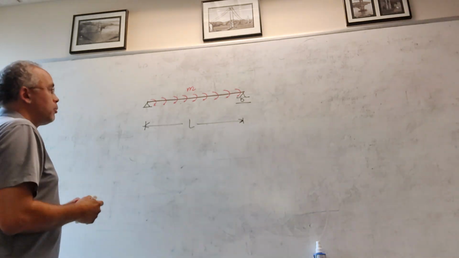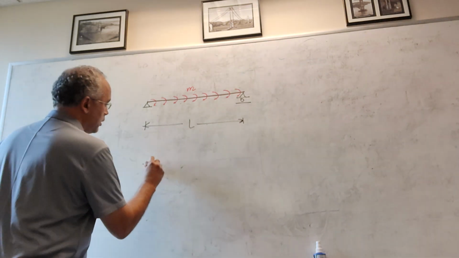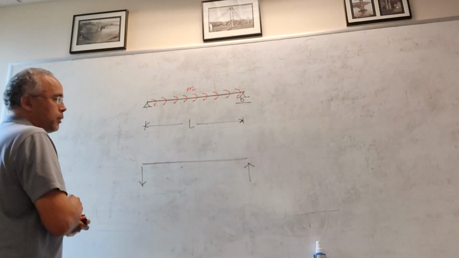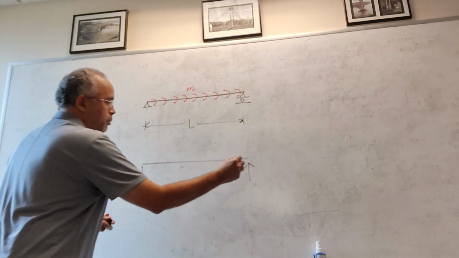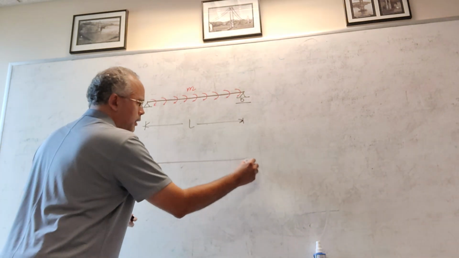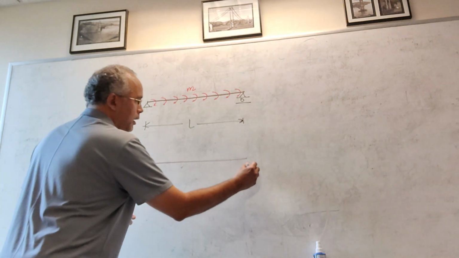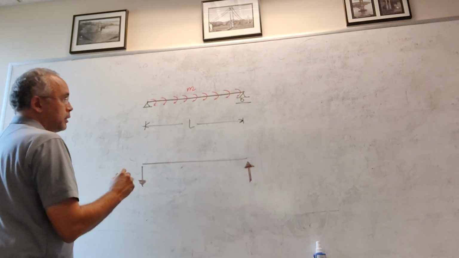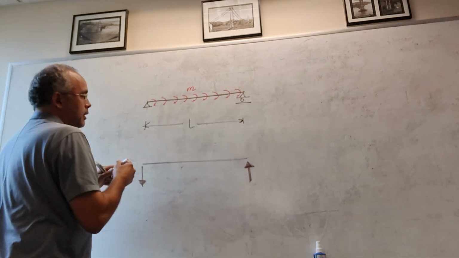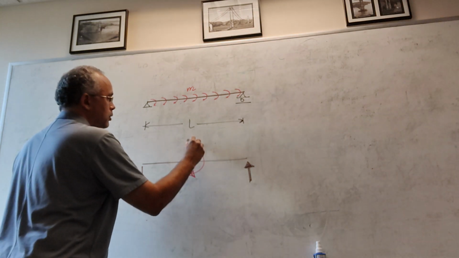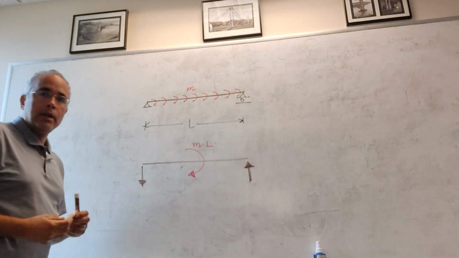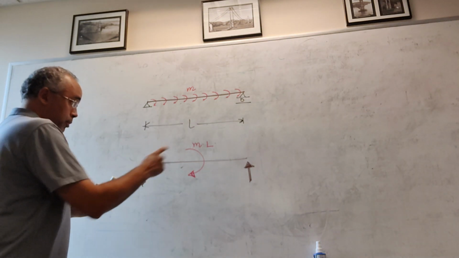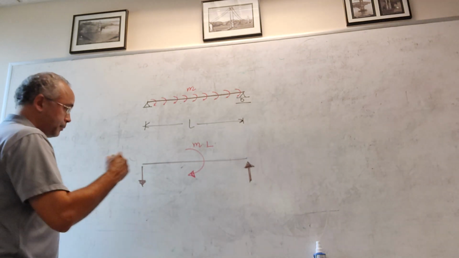If we simply compute the reactions on this, we are going to find, as it should be, that we have two opposite vertical forces at the two ends, and they are going to be equal to what? Well, the total moment by this is equal to lowercase m times the length L. Right? So then these reactions are going to be mL divided by L.